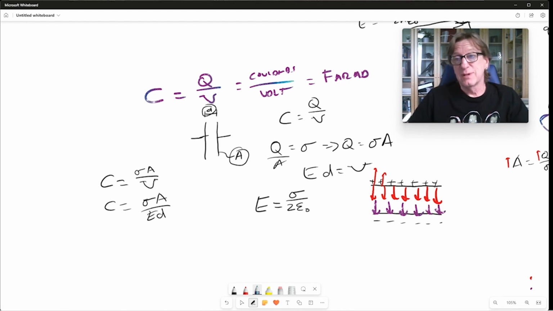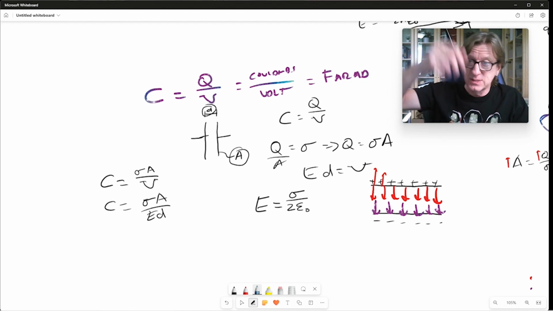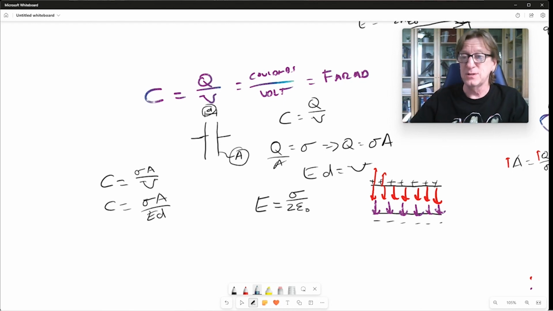E is a vector. I can add that vector. And it turns out that since both of these are only in one dimension, I can simply add their magnitudes. So the total electric field is simply going to be the electric field of the top plate plus the electric field of the bottom plate. But we know that these electric fields are both given by this expression. It's just that I may have a positive and a negative charge density here.